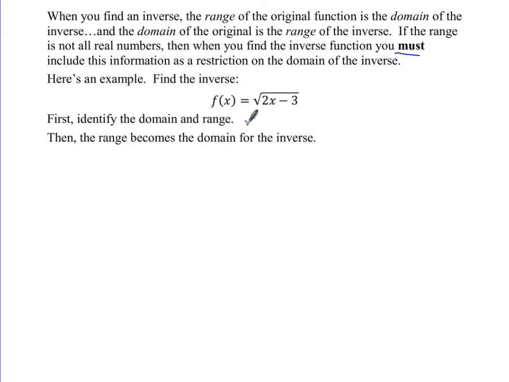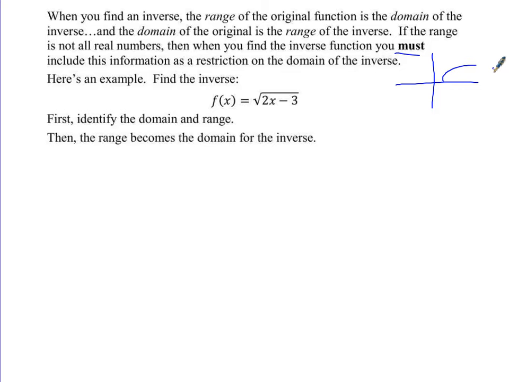So let's start with the domain. Actually, you know what? Let's try to picture what this graph is going to look like. What does the graph of a square root function look like? Yeah, it's kind of a half of a sideways parabola, right? I don't know exactly where this thing starts, but it starts somewhere, so I just put it there. Okay? All right. So now that we know that, is the domain going to be all real numbers?